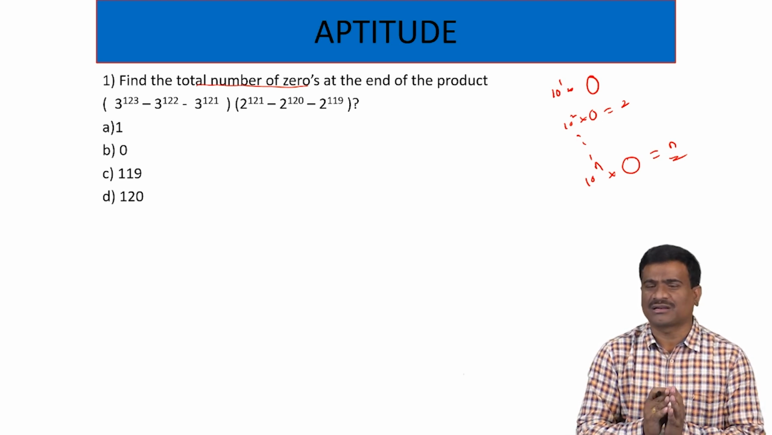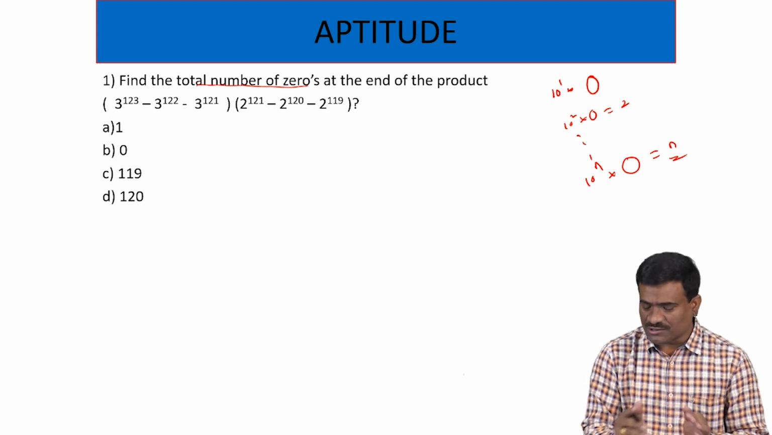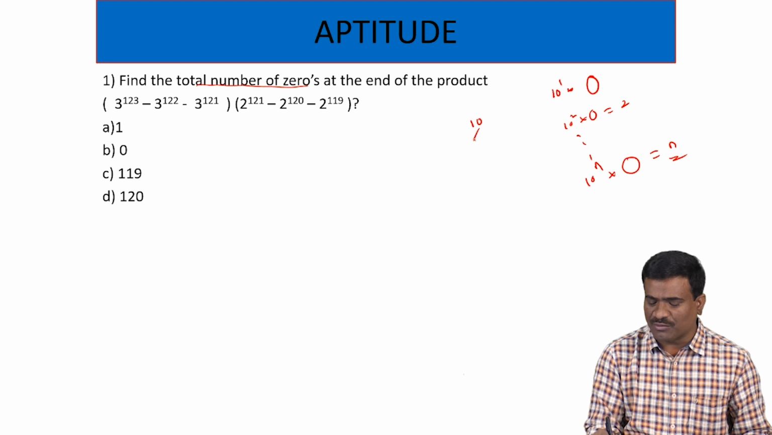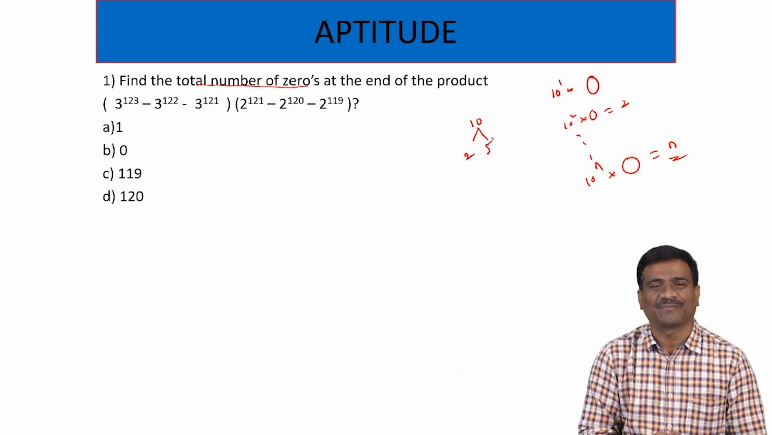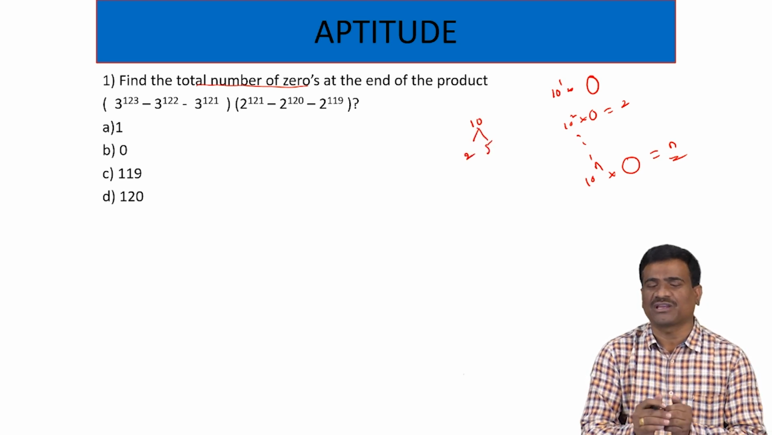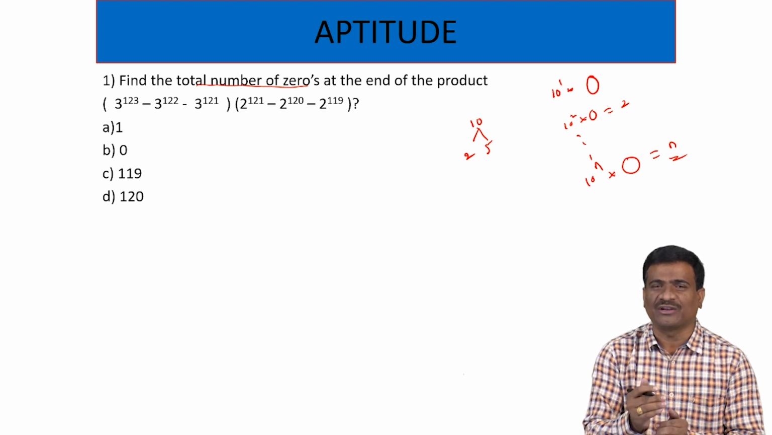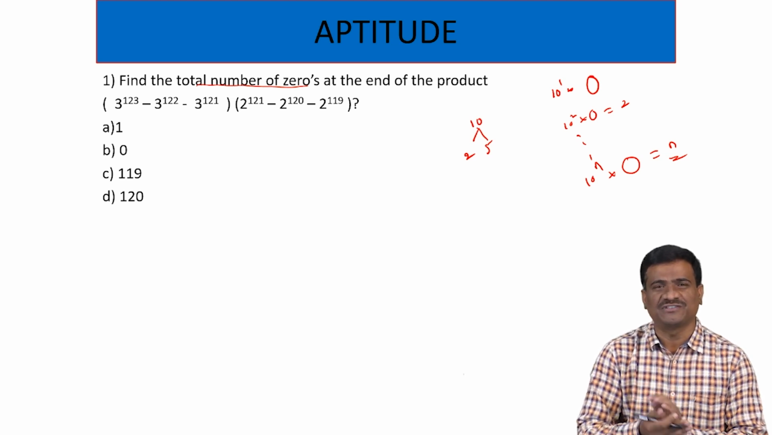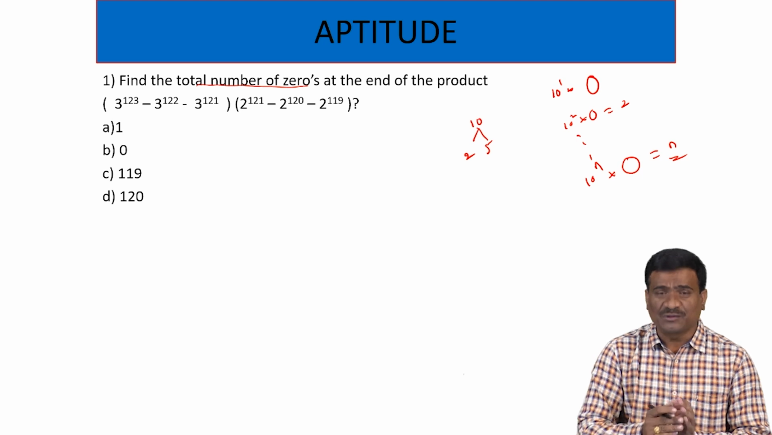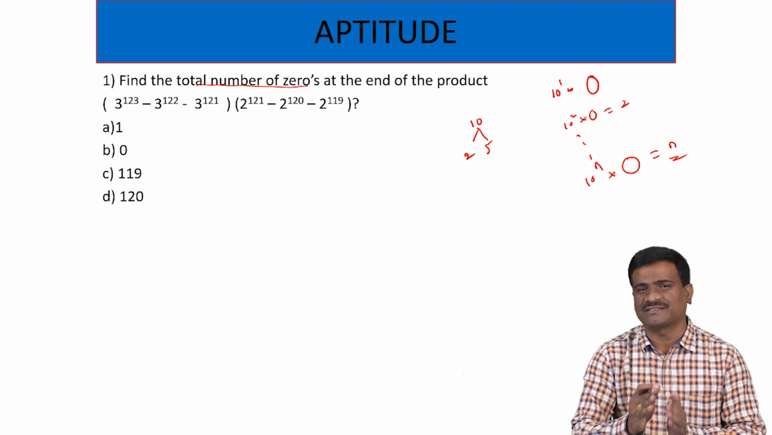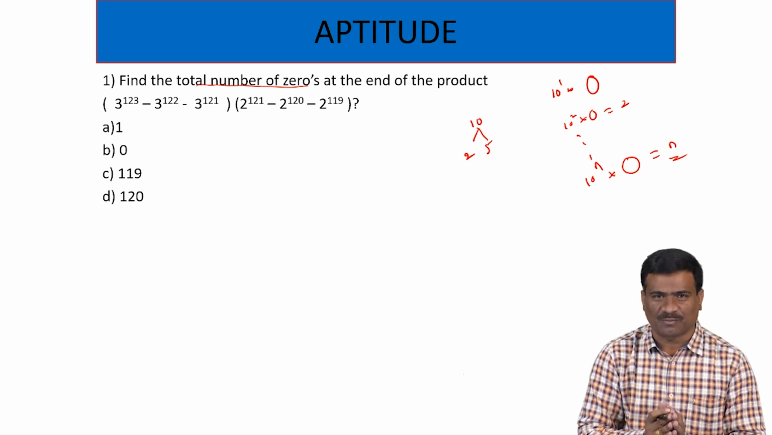But here 10 is not directly given; in this example we have 3 and 2. If 10 is not given, calculate only the 10 multiples, 2 and 5. In this example we calculate only 2 and 5, then only zeros are possible, otherwise zeros are not possible. Suppose in this example, the first bracket and second bracket use the product application.